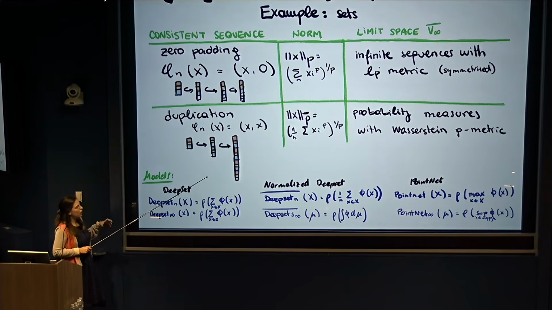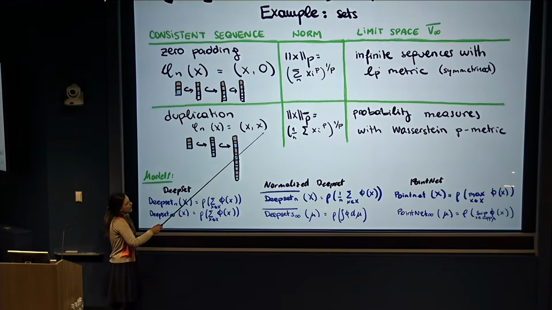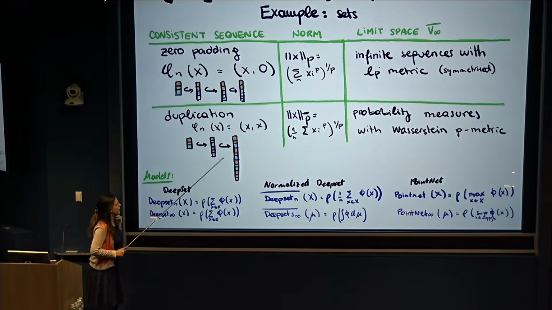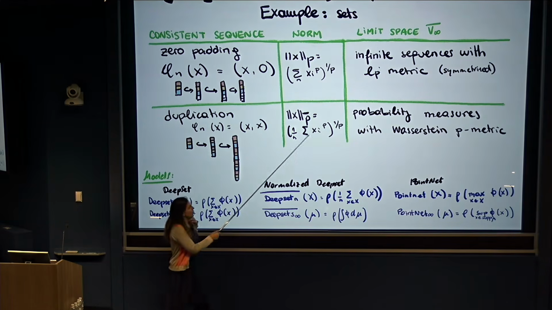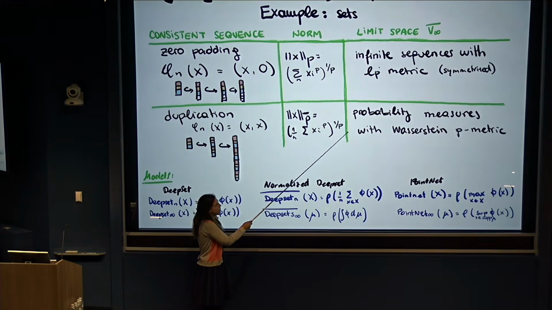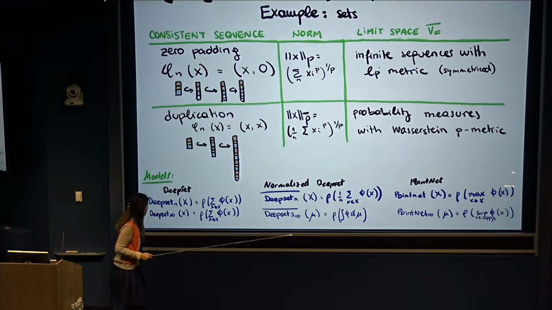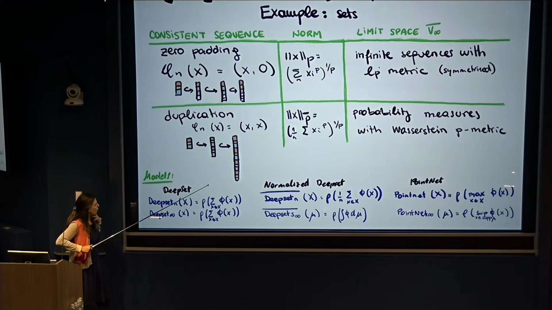By choosing how your objects are supposed to grow, you know what metric you need to use to compare them, because the distance in the infinite space between this and that should be 0, since these are identified by this consistent sequence. In this case, your limit space is the probability measures with the Wasserstein P metric. And so you have different models, like the deep sets that I defined before.